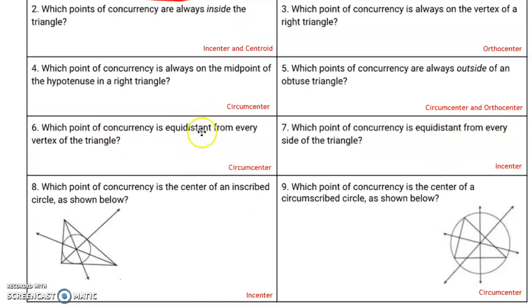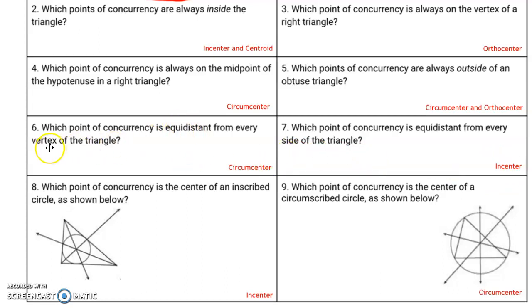Which point of concurrency is equidistant from every vertex? Equidistant from every vertex means it's the same distance away from every vertex. We're going to get to that in a second in picture form, but just know that that is the circumcenter. And then which point of concurrency is equidistant from every side of the triangle? That's going to be incenter. Let's break into these and see what they're talking about.